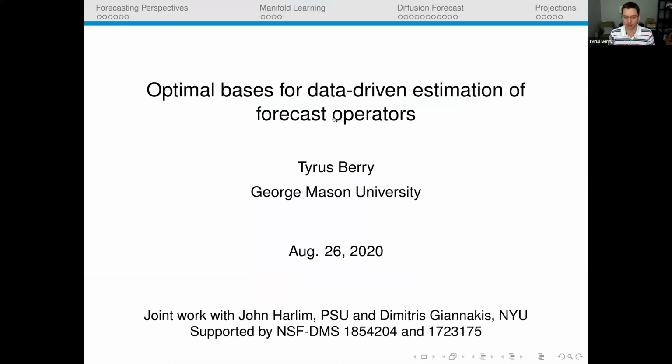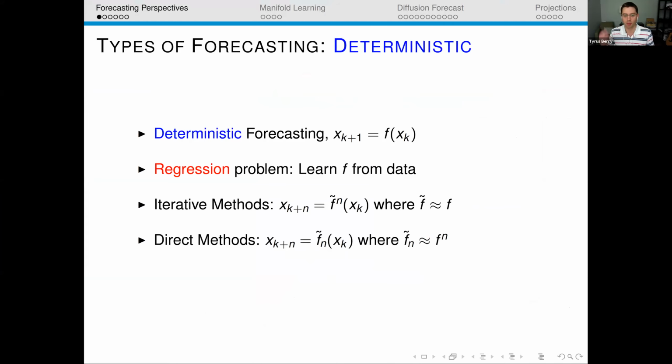I want to start by motivating why we want to be estimating a forecast operator, by just looking at some basic perspectives from trying to forecast with data. If we start at the very beginning, I would talk about deterministic UQ and then stochastic, to build my way up. So just deterministic forecasting, we have a nice deterministic model here. Stick with discrete time for simplicity.